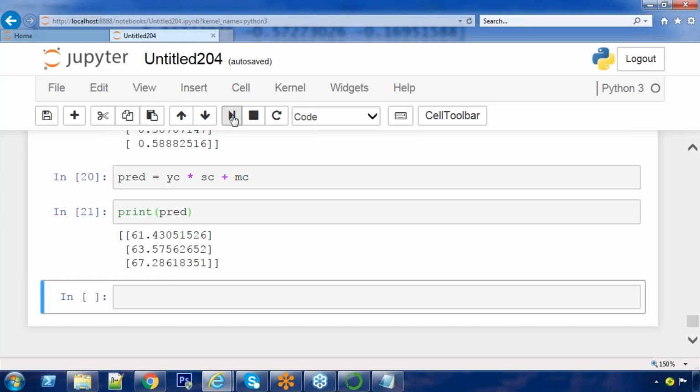Understand the point, sir? Where to use scaling, where not to use scaling. Okay.